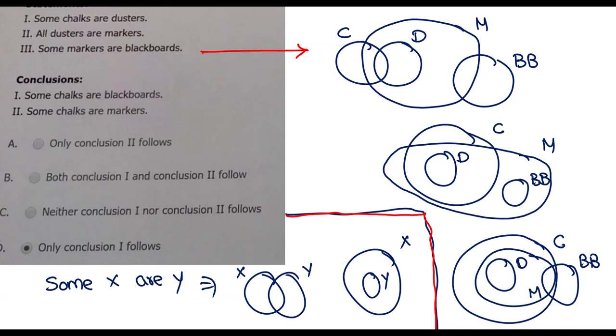Infosys also. Now here, first conclusion: some chalks are blackboards. No, it failed. If it failed, it's not a correct conclusion. A conclusion must be true in all cases. It's removed. What about the second one? I'm checking the second one now. Some chalks are markers. Yes, some part of chalks are in markers. Here also some part of chalks are occupied by markers. Here also some part of chalks are occupied by markers. The second one is true in all cases.